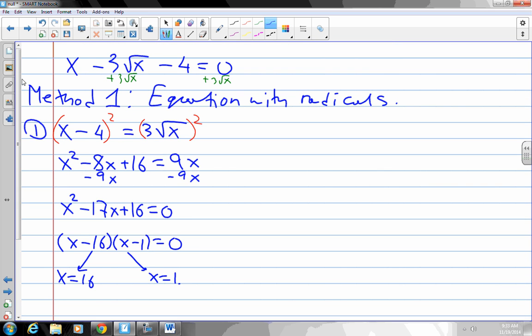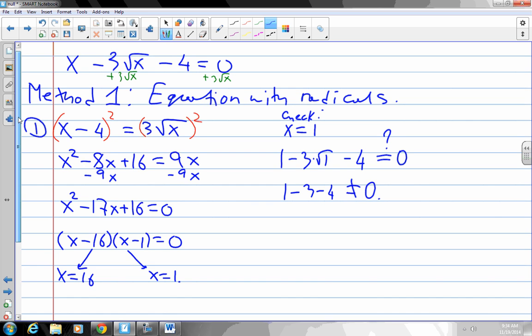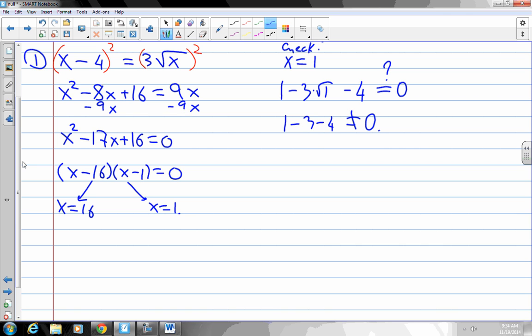So if I go back all the way to the original problem, we're going to check x equals 1. If I plug in x equals 1, I'll get 1 minus 3 times the square root of 1 minus 4. Does that equal 0? I mean, this is 1 minus 3 minus 4. That's what that is. Does that equal 0? No, it does not equal 0. So x equals 1 is an extraneous solution. Remember, every time we do equations that involve square roots, when we square both sides, we have to check, because squaring both sides ignores the negative sign.